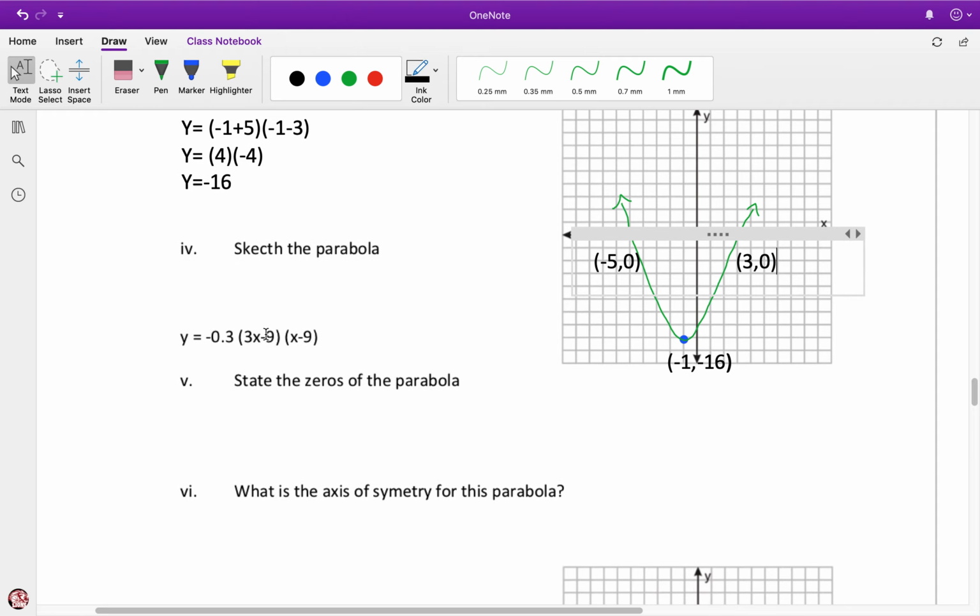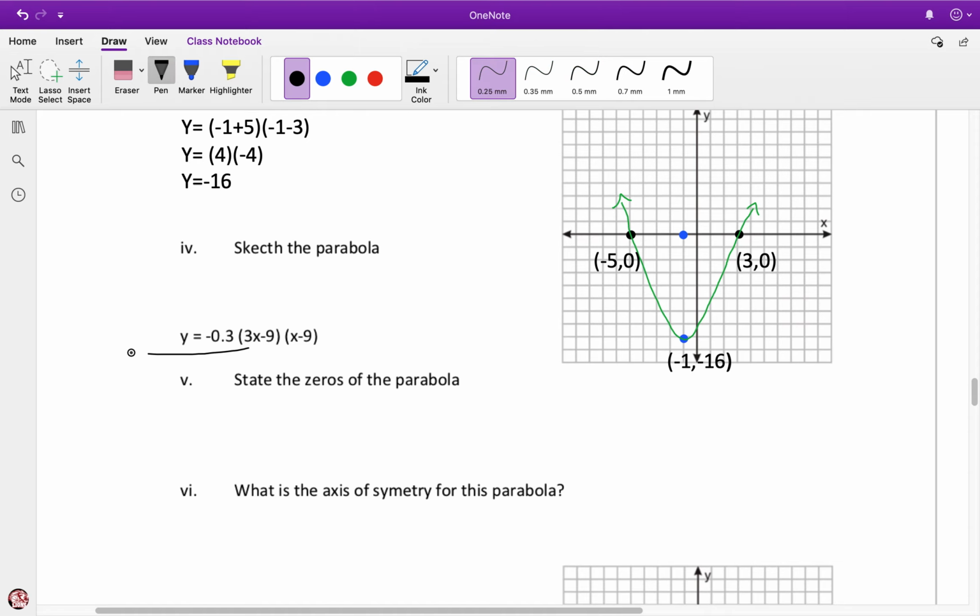So, next question. State the zeros. So once again, we're going to separate them. Make this equal to 0. Make that equal to 0. This is the easy one. This is where x minus 9 equals 0. X equals 9. Easy.